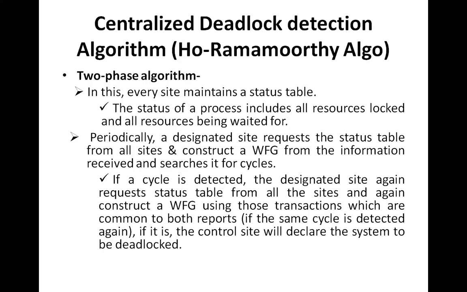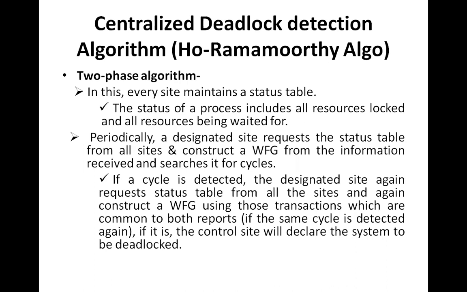In the two-phase algorithm, every site maintains a status table that contains the status of all the processes initiated at that particular site. The status of a process includes all the resources locked and all the resources being waited upon. It means the table contains all the information about how many resources are already allocated and how many are still in the waiting position. Periodically, a designated site, meaning the central coordinator, is going to request the status table from all the sites.